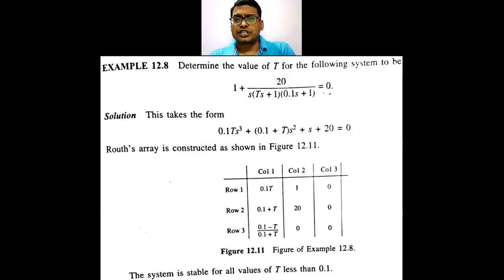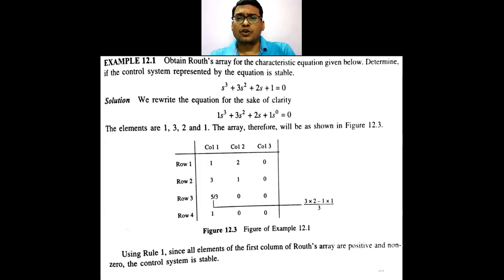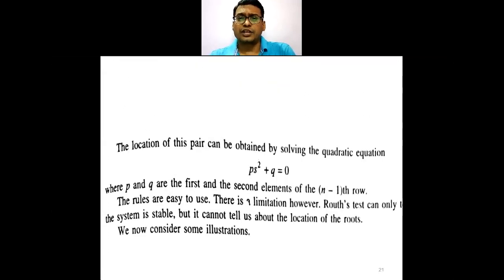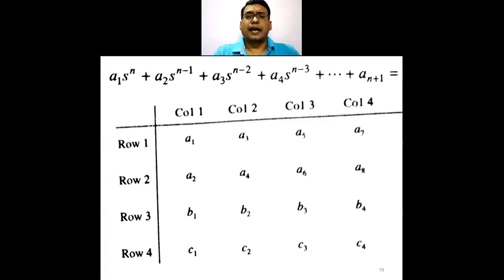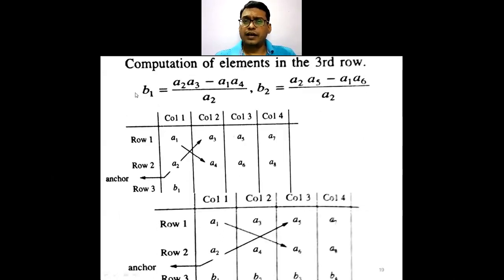So this equation is written in terms of the coefficients a1, a2, a3, a4, and s raised to n, s raised to n minus 1, which is going to decrease, s raised to n minus 2, s raised to n minus 3, and so on, until s raised to 0 at last, where n is the highest power of s.